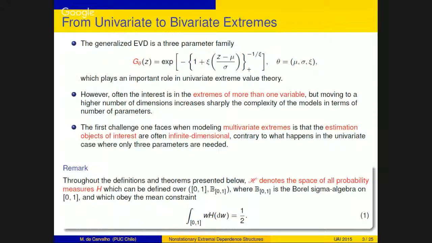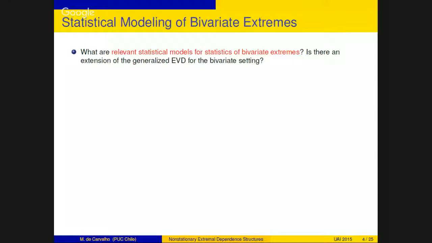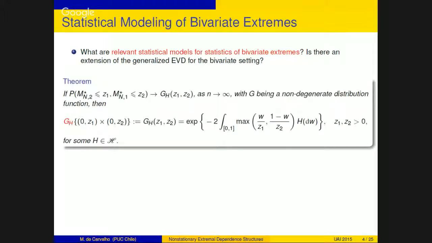So what are the statistical models of interest when we move to the bivariate setting? Well, there's the following theorem, often known in the literature as Pickands' representation theorem. There's an object, the bivariate extreme value distribution, which takes this form, where G depends on H, a probability measure on this space I just introduced earlier, and which takes this functional form. So the bivariate extreme value distribution is no longer a G of theta, it's a G of H. It's a measure-dependent measure, actually.